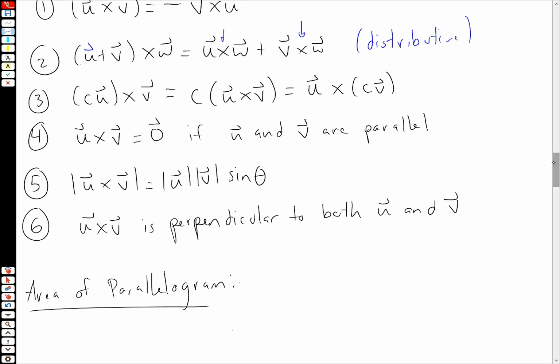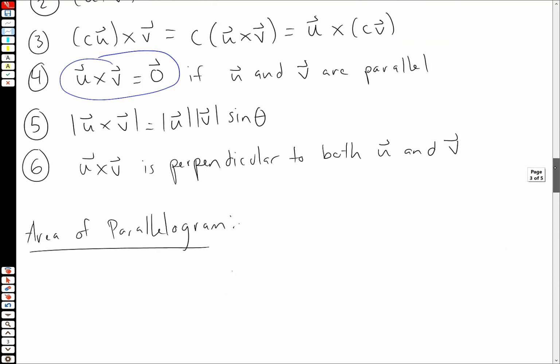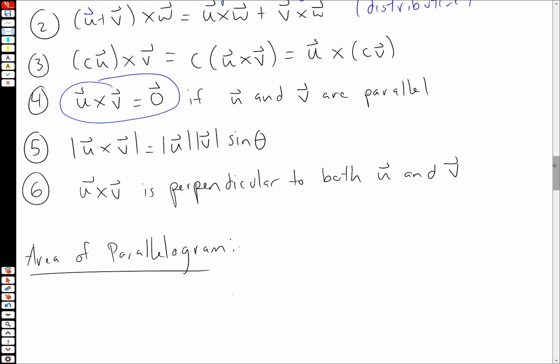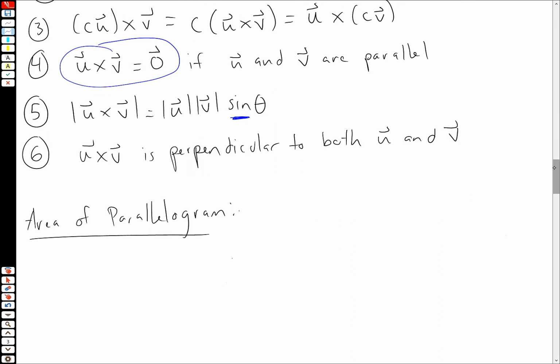If u and v are parallel, so not perpendicular, we have that their cross product is going to be the zero vector, which is pretty nice. Now number 5 should look familiar. This is kind of the analog of the dot product property we were using up above. The length of the cross product is equal to the length of u times the length of v, but instead of cosine, we have sine for the cross product. And then lastly, u cross v is perpendicular to both u and v, and that's by construction.